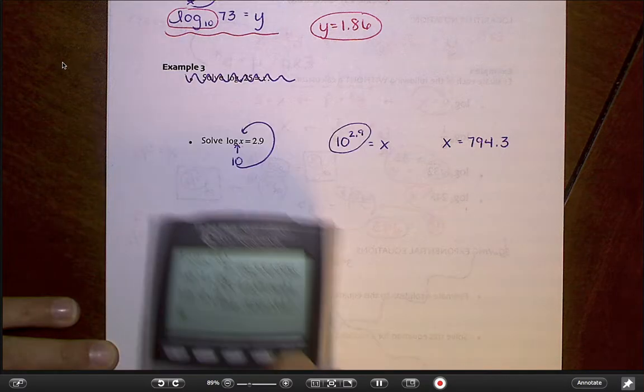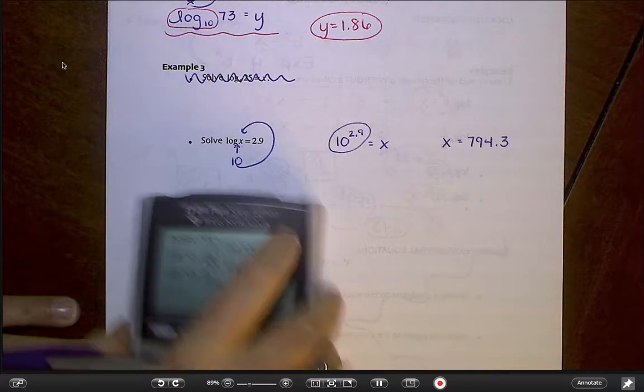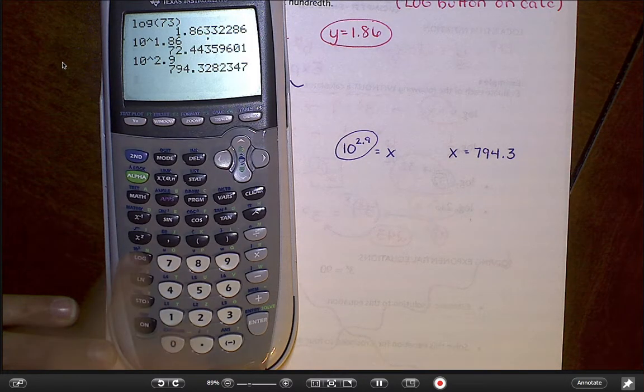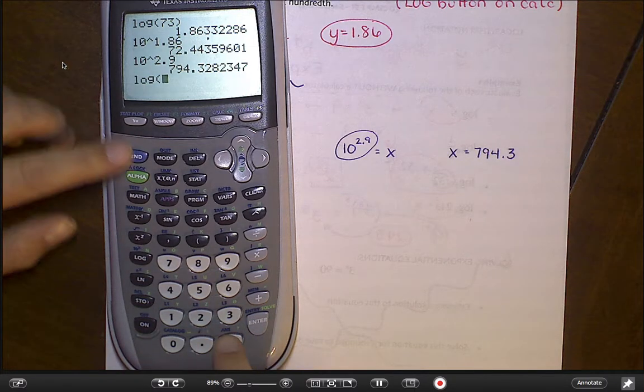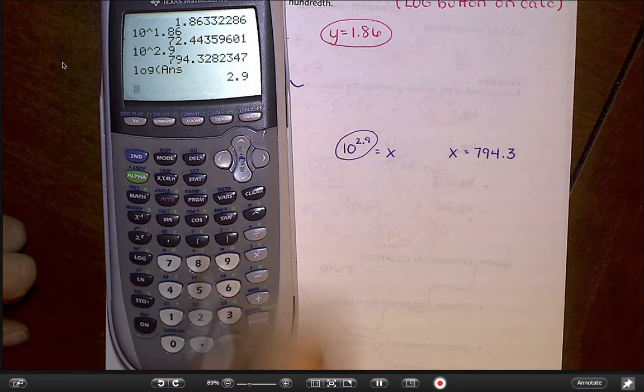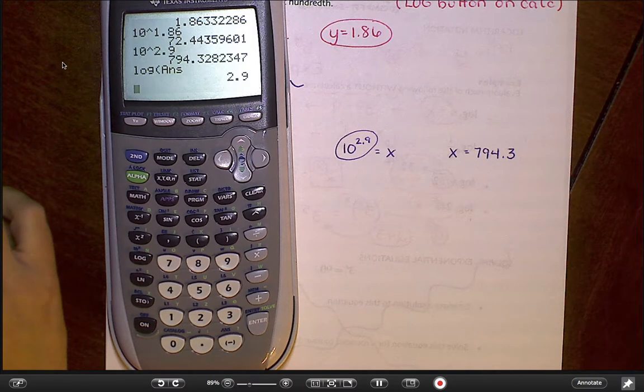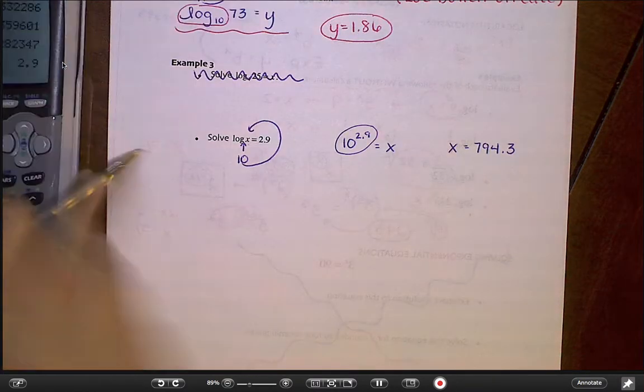Okay, and if I wanted to check, because this is a common log, I could do that on my calculator. I'm going to do common log of that previous answer, and I end up with 2.9. Okay, so that's how I could double check that one.